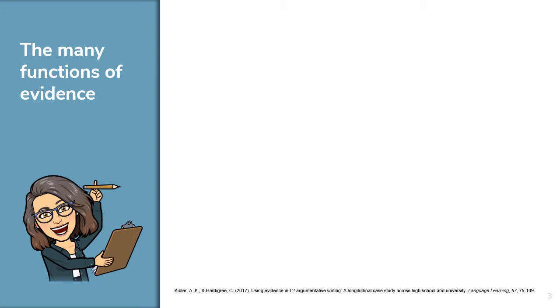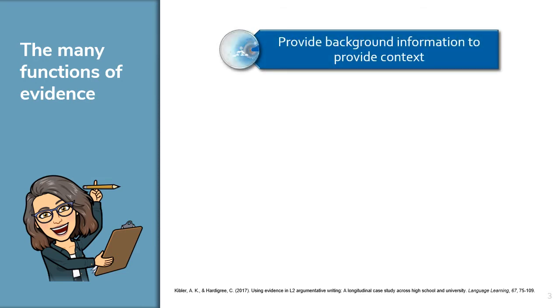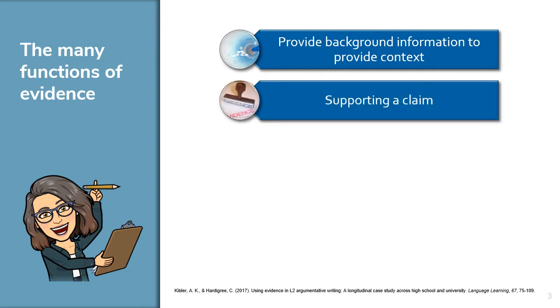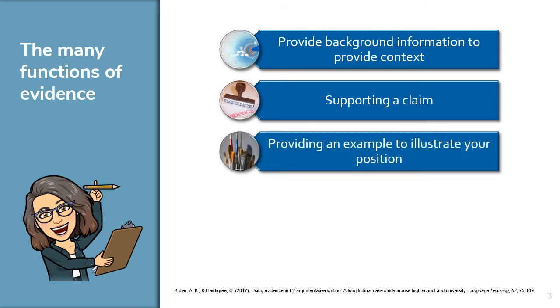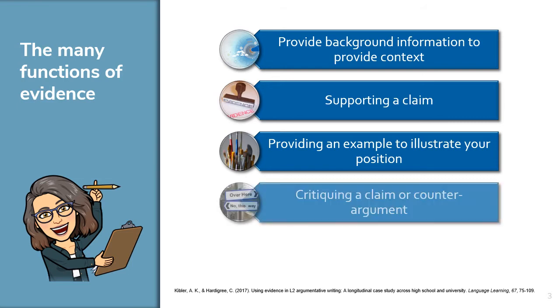Now that you have a broad understanding of how important evidence is and the types of evidence that you might use, let's look at the different functions of evidence. The first function or way that evidence can be used is to provide background information and provide context for the questions that you're looking at and examining in your assignment. You can use evidence to support your claims. You might provide an example to illustrate or clarify your position or your point.